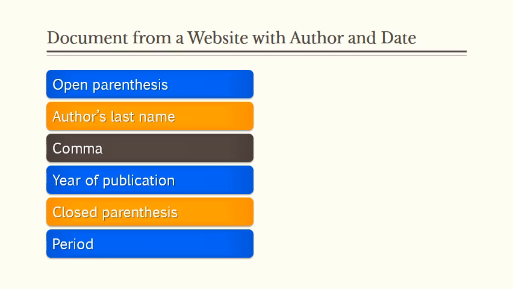Sometimes you will use a document from a website. The document has an author and a publication date. In that case, the in-text citation begins with an open parenthesis mark, followed by the author's last name, a comma, the year of publication, and a closed parenthesis mark. The quotation and in-text citation ends with a period.